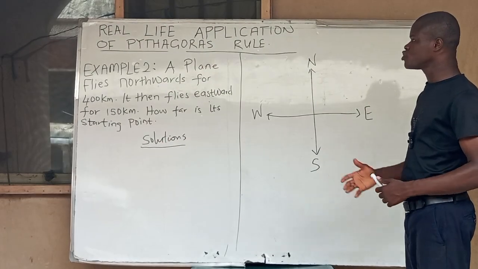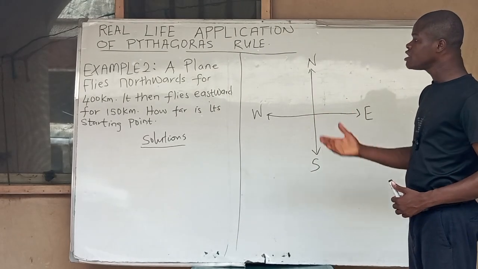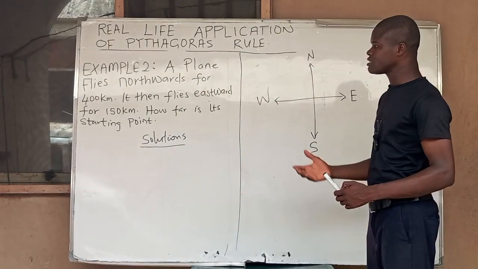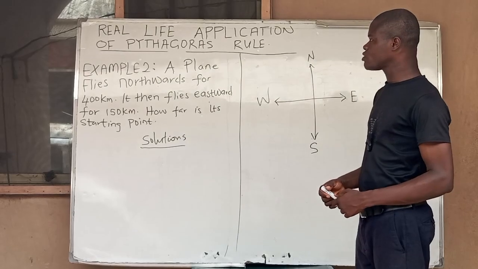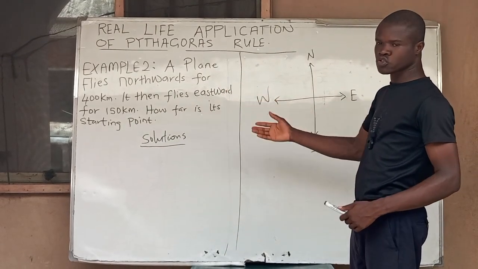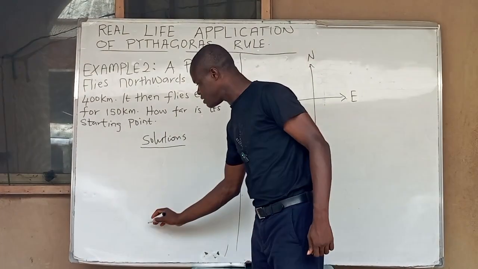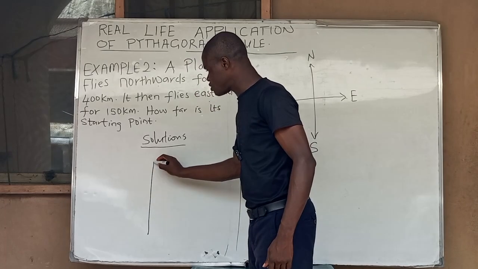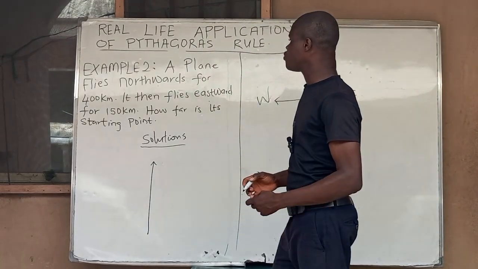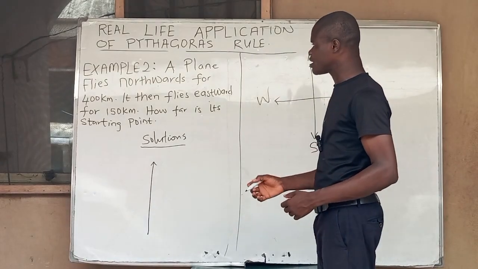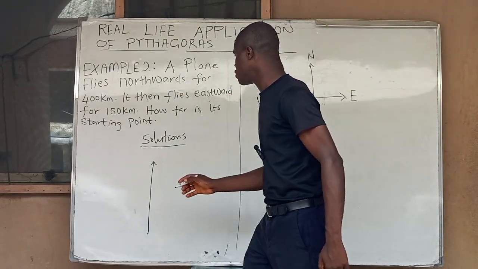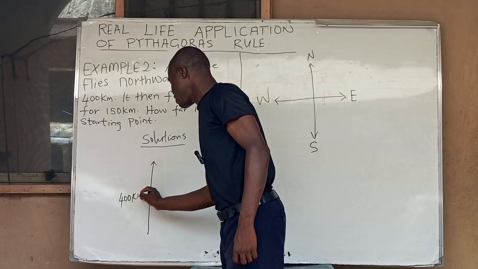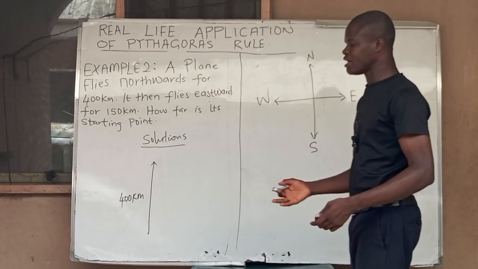So the first thing to do to be able to solve this problem is to make a kind of pictorial representation of this movement. So let's interpret the question accordingly. The question says a plane flies northward. So let's assume the plane started from here and then it goes northward in this direction. And what is the distance it covered in the north direction? 400 kilometers. So this is 400 kilometers in the north direction.